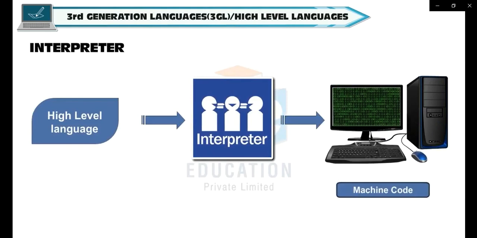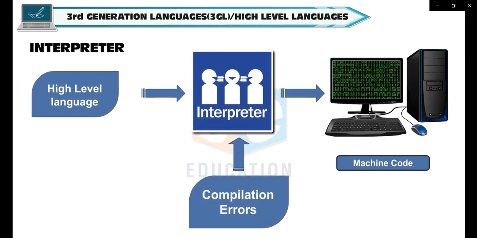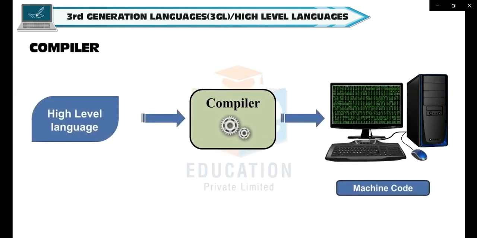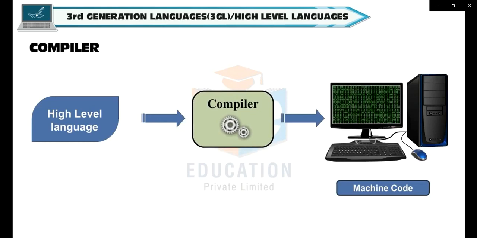Interpreter. The interpreter executes the program by converting one instruction at a time to machine code. If an error occurs during the execution, the interpretation task stops and the program needs to be executed again from the first instruction. The compiler was created for third generation programming language.